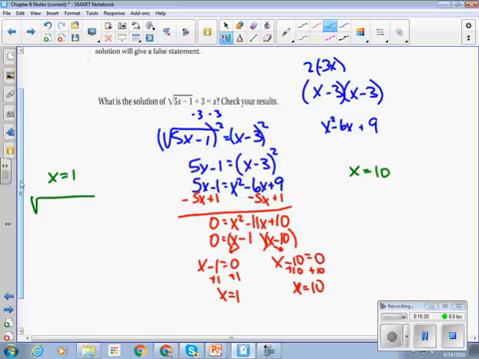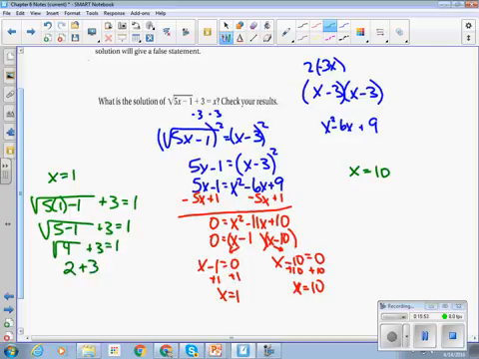So we're going to go square root of 5 times 1 minus 1 plus 3 equals 1. Everywhere there's an x, we put a 1. Square root of 5 minus 1 plus 3 equals 1. Square root of 4 plus 3 equals 1. Square root of 4 is 2, plus 3 is, of course, 1. Do math, guys. 5 equals 1? No! Not even in new math does 5 equal 1. So x equals 1 is not a solution.